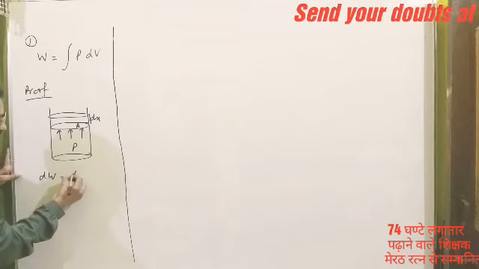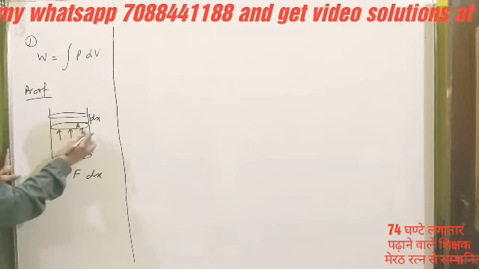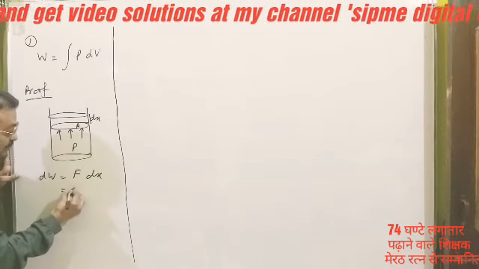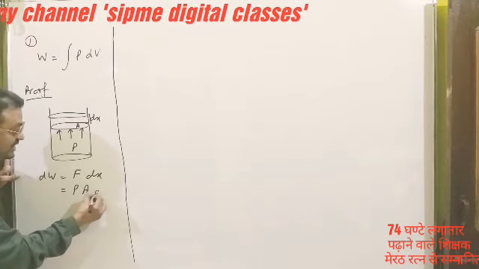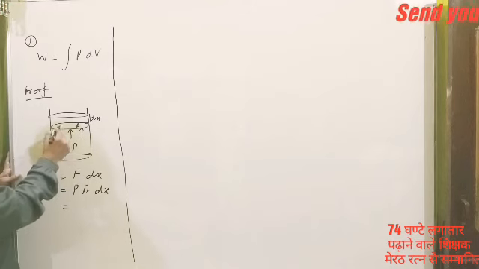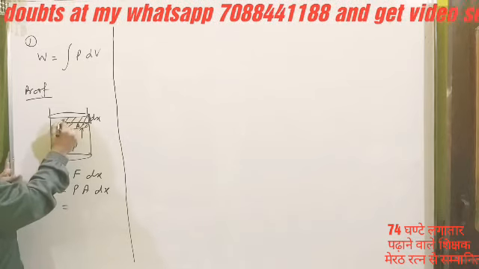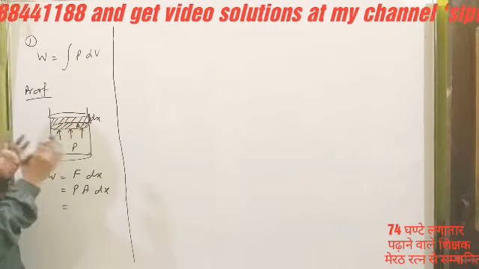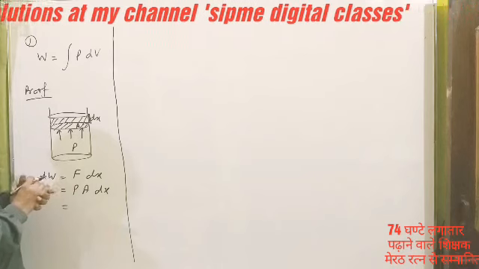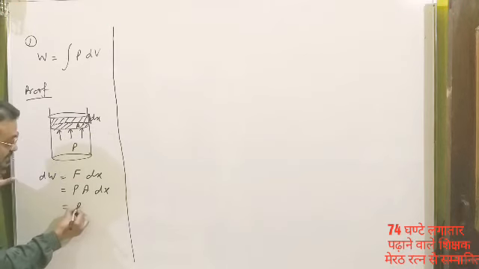dW is equal to F dx, force into displacement. Force is F, displacement is dx. But the force is equal to pressure into area. Therefore, dW will be pressure into A dx. A dx, area into dx, will be this volume. We know it, the volume of any cylindrical shape will be A dx. So A dx is going to be dV.